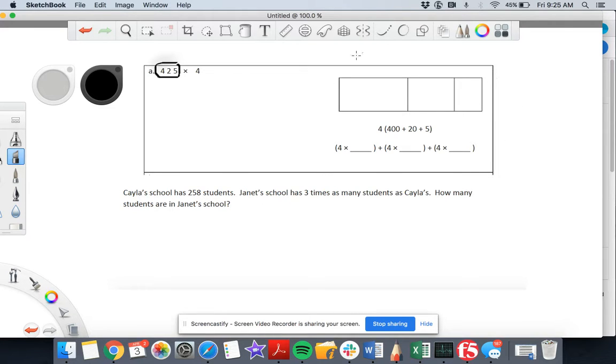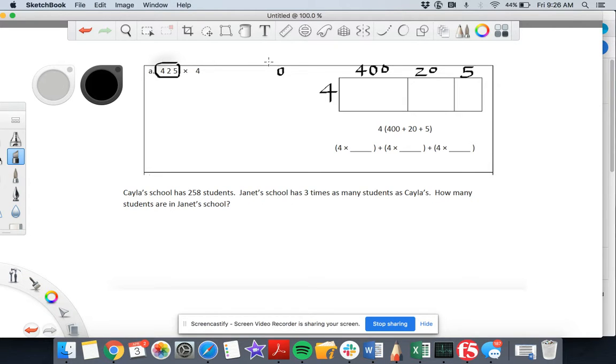So first things first, let's put it in this tape diagram-esque rectangle. So I'm going to put my 4 on the side because I'm multiplying 4 by every number in the 425. And I will put my 400 in the biggest rectangle, my 20 in the second biggest rectangle, and my 5 in the smallest rectangle. I got this 400, 20, and 5 because I simply just broke up this 425.